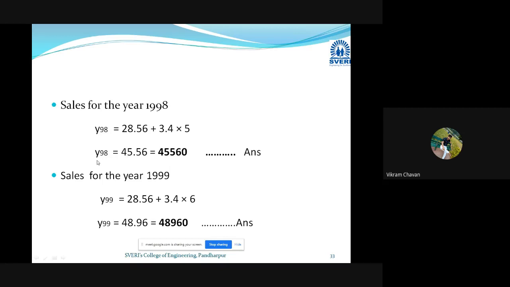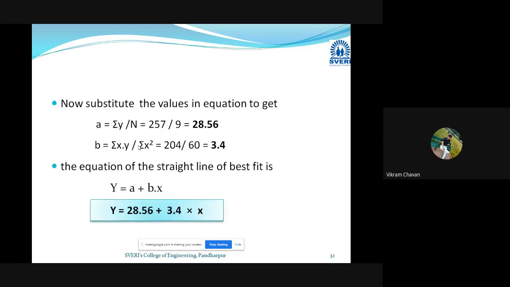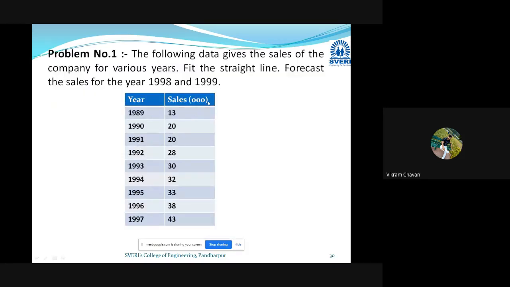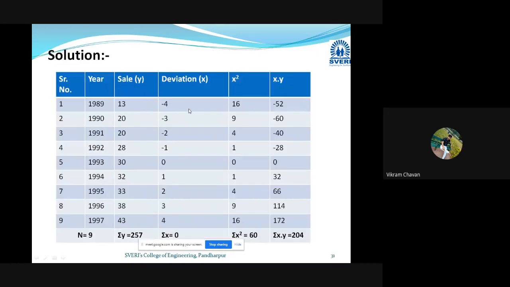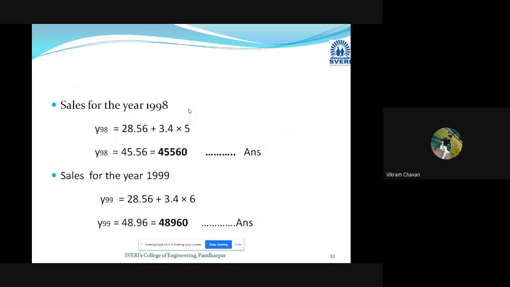Okay, so here we are getting the Y98 value as 45.56, but the sales value is in 1000s. Here triple zeros are provided in the problem, so sales value is in 1000. For that purpose we have to multiply this particular value, 45.56, by 1000. So the forecasted production, or forecasted sales, will be considered as 45,560.